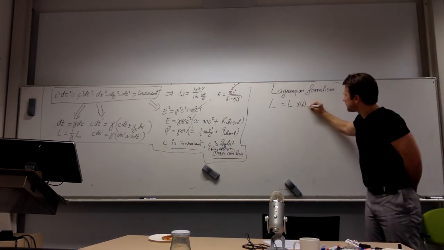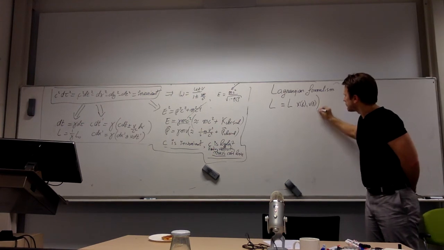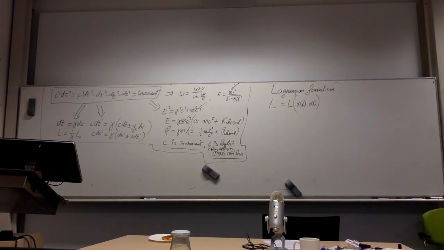You can construct out of those 2 numbers a new function that we call the Lagrangian. How this Lagrangian looks is highly dependent on the context. So I'm going to leave that open for now. This is what makes it abstract. I'm going to leave it open.